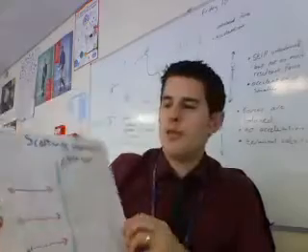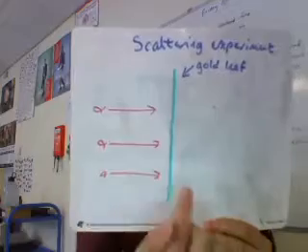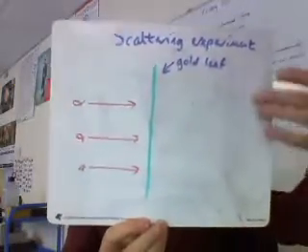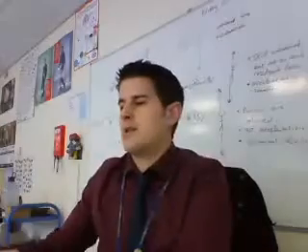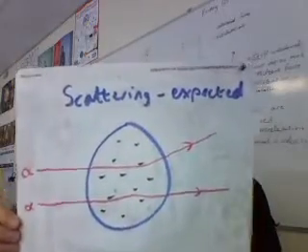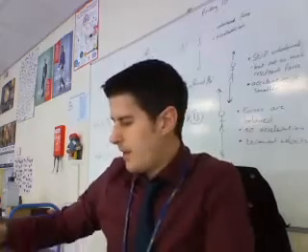They took a piece of gold leaf and fired a bunch of alpha particles at the gold leaf like this, and expected them to pretty much all just pass through and just have a look at the deflections over here. But they weren't expecting anything too big in terms of the deflections, as we've said, because of this model of the atom, this plum pudding model of the atom. However, they did the experiment, and this is what they found.